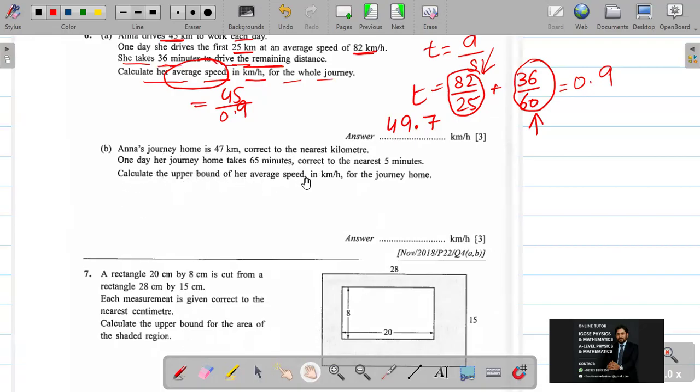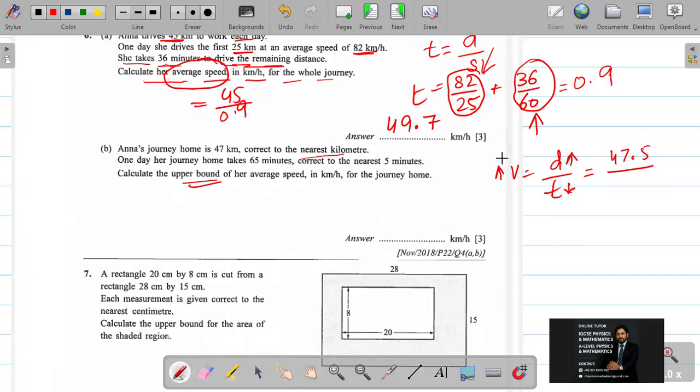Calculate the upper bound for the speed in kilometers per hour. So speed is equal to distance over time. And I need the upper bound for speed. For the upper bound of speed, I will use the upper bound of distance and the lower bound of time. For the upper bound, the distance 47 should be increased, because for the nearest 1 kilometer, 0.5 should be added. 47.5 kilometers divided by the time for 65 minutes.